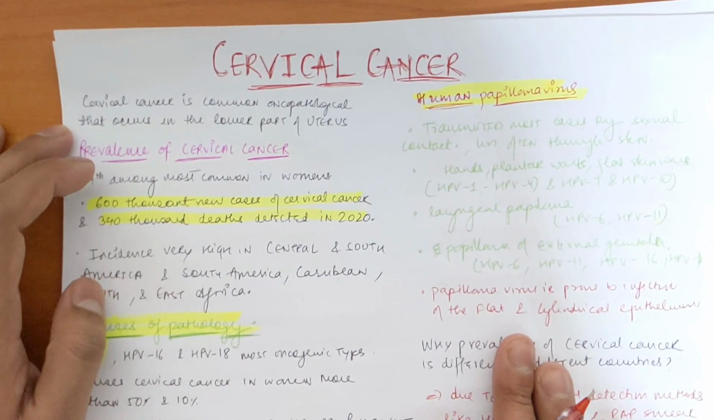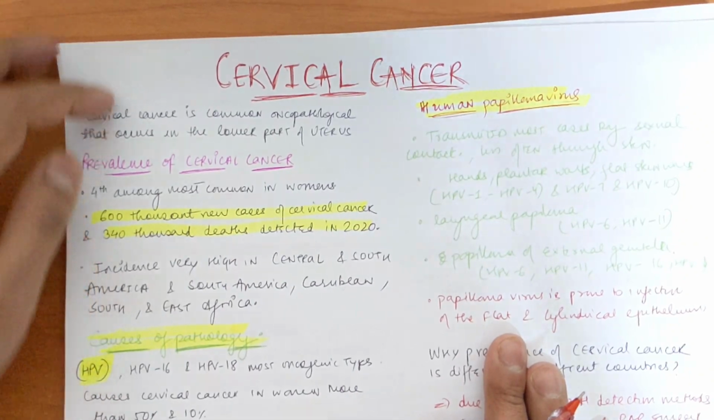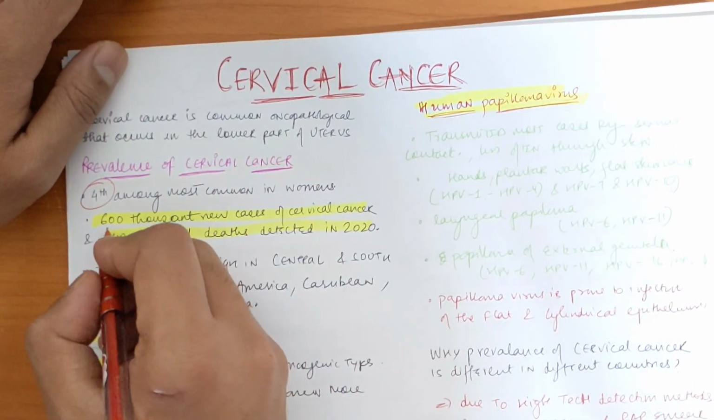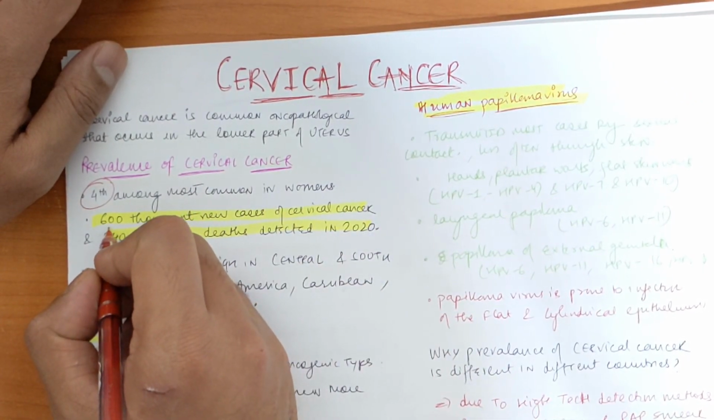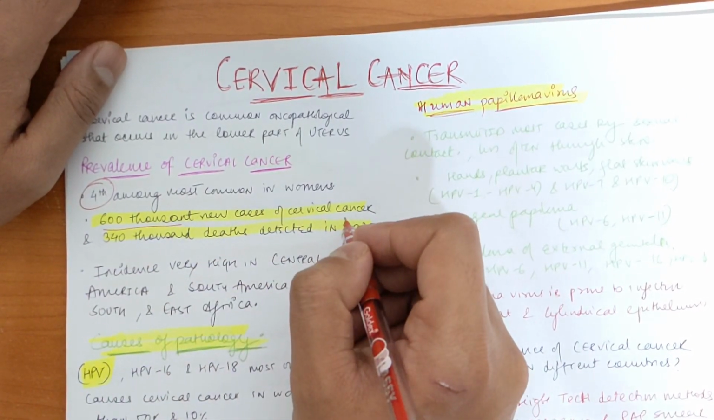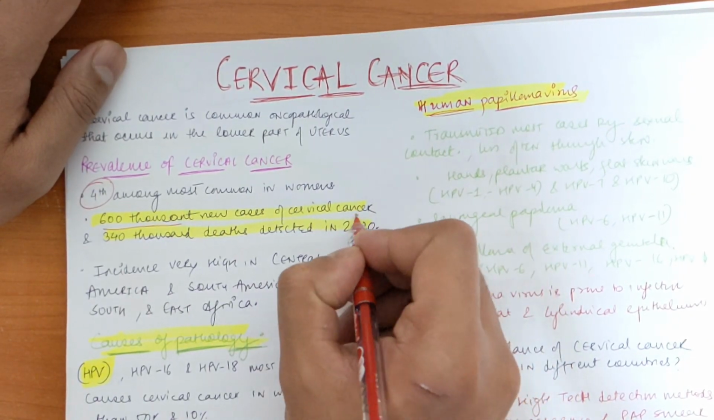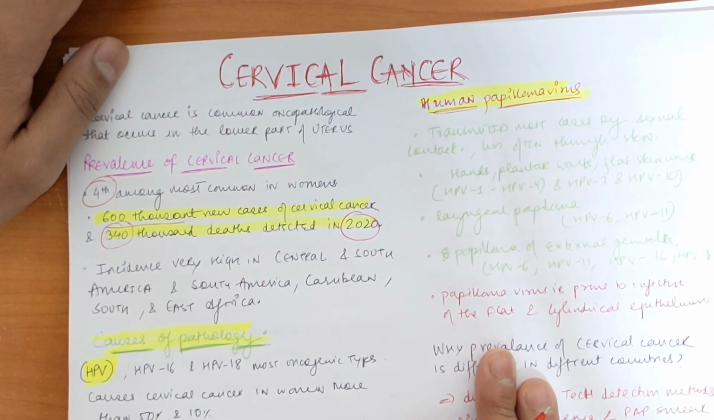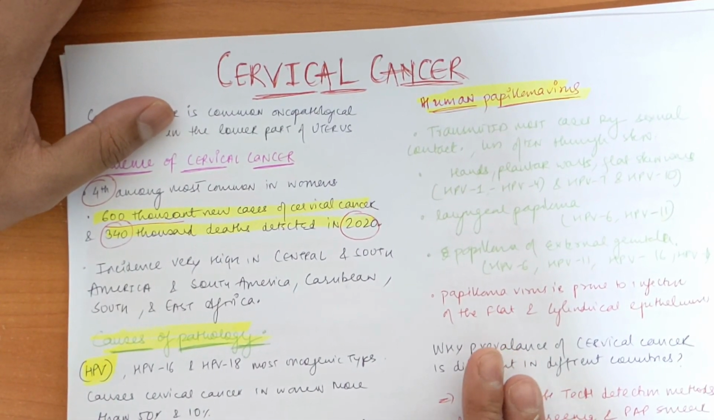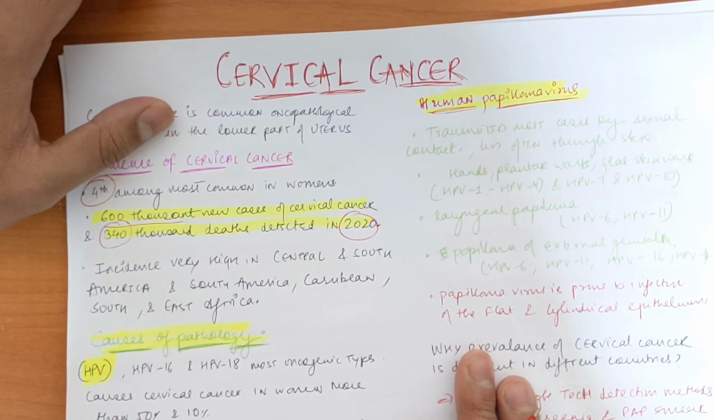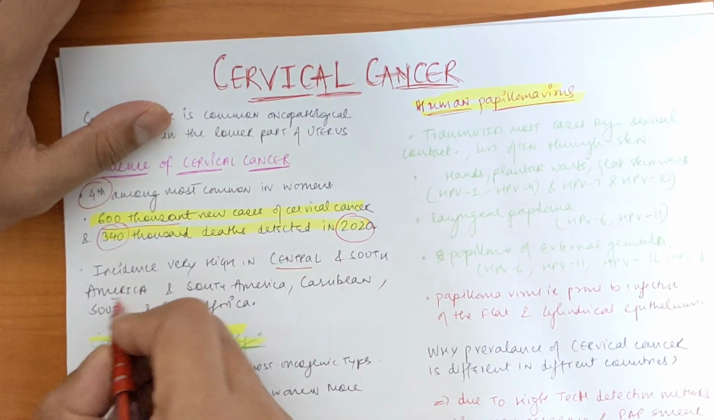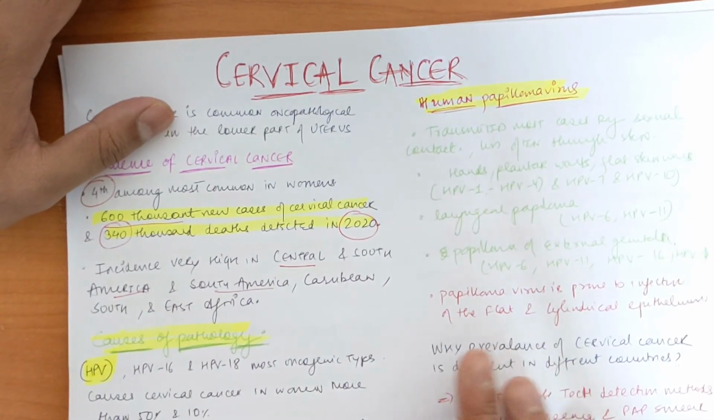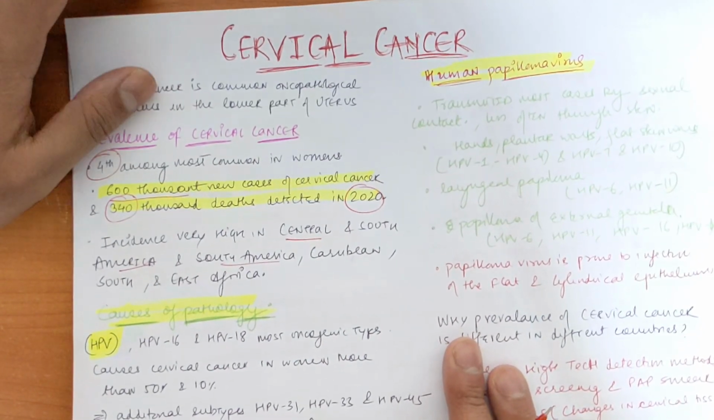And what is the prevalence of cervical cancer? It is the fourth most common cancer in women, not the second, but the fourth. Out of 600,000 new cases detected in 2020, 340,000 deaths were reported in women. Incidence is very high in regions like Central and South America, the Caribbean, and South and East Africa. So these are the more prone areas for cervical cancer.